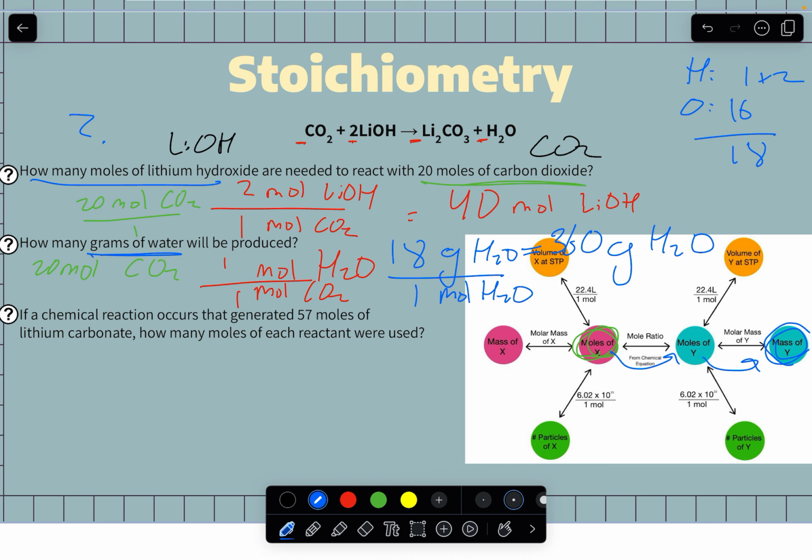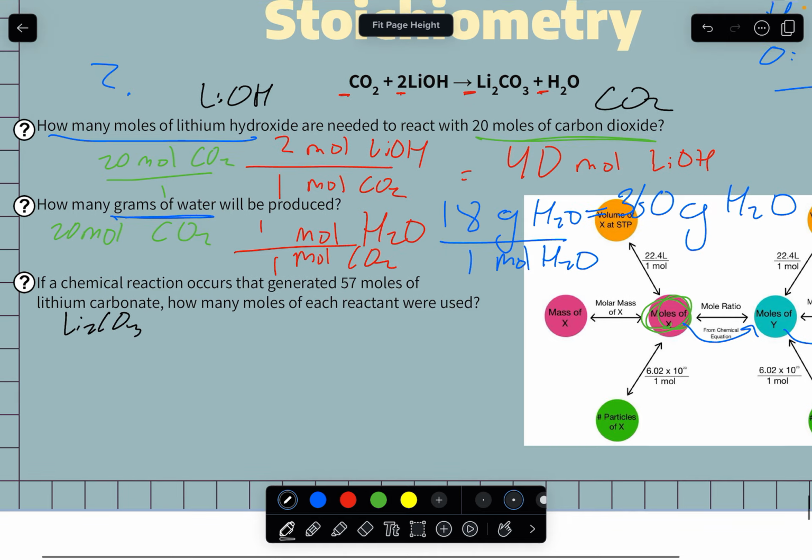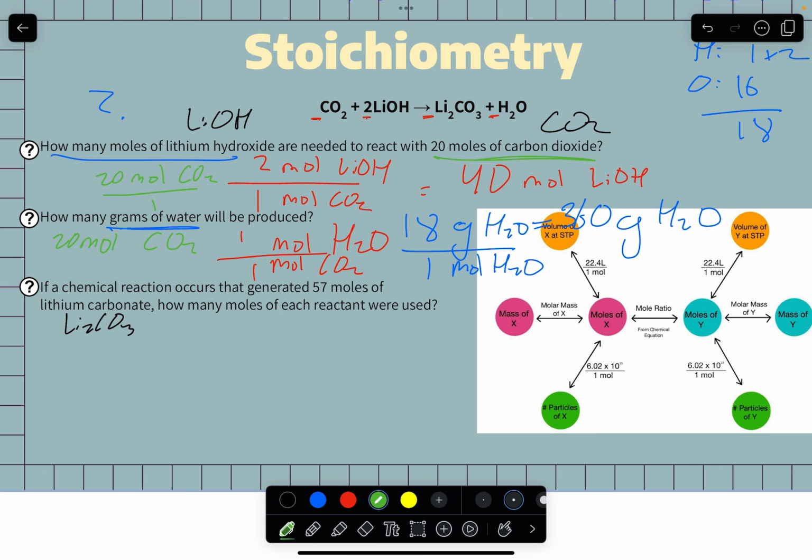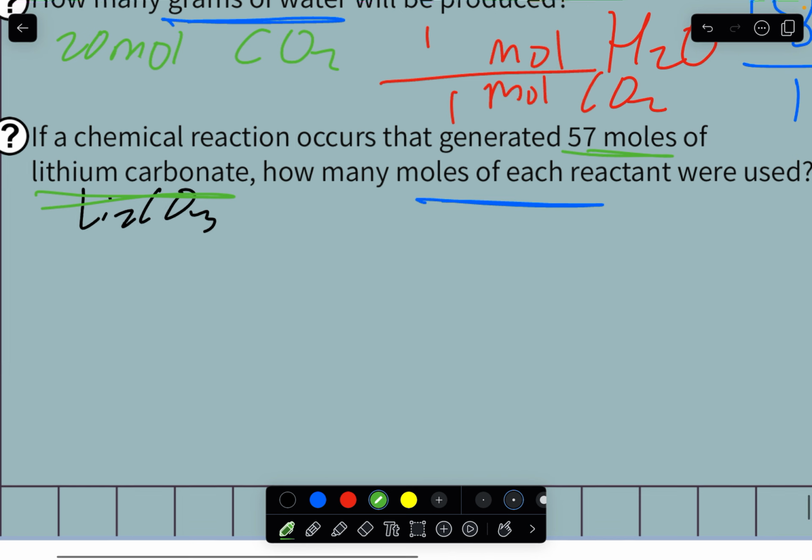Right? And the last question: if a chemical reaction occurs that generates 57 moles of lithium carbonate, that's our Li2CO3, how many moles of each reactant was used? Okay, so let's look at our map first. We are starting with our moles of lithium carbonate, 57 moles, moles of Y, or moles of X, whichever one you want. And we're going to moles of reactants. So we're doing a mole-to-mole ratio, but we're doing this twice because we have 2 reactants. So we're going to set this up the same for either one.